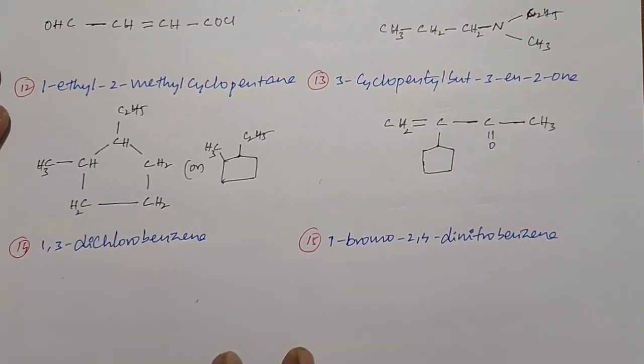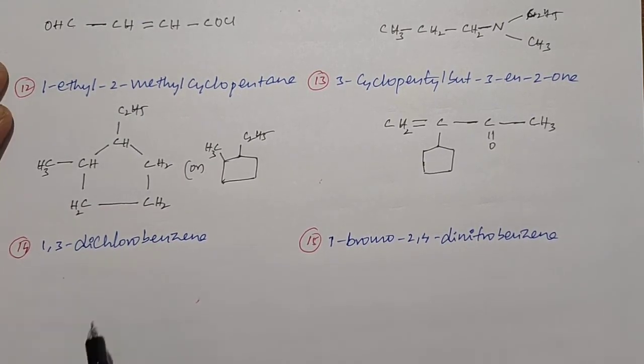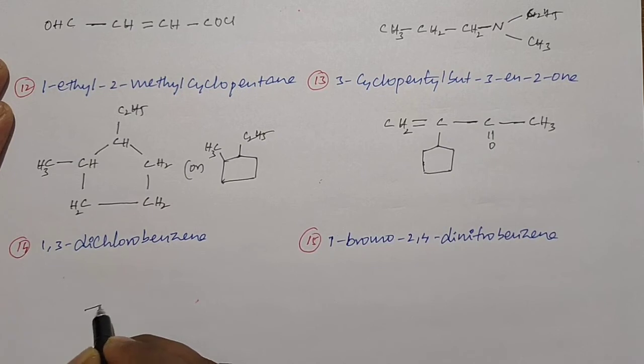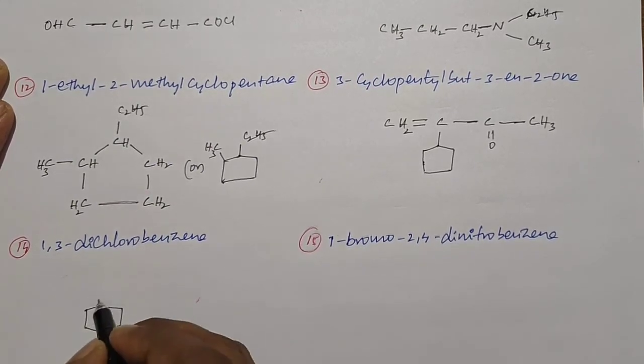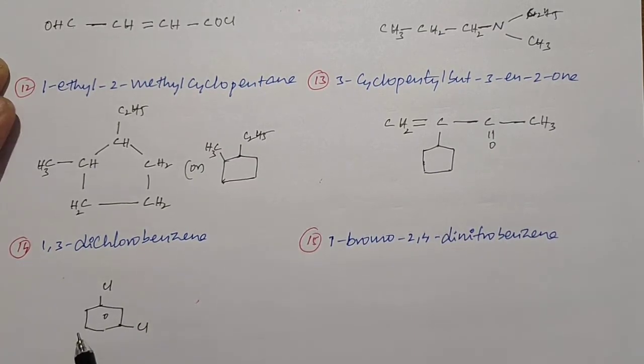Next is 1,3-dichlorobenzene. The basic one is benzene, so just take the benzene. In the benzene, at the first and third carbons we have 2 chlorines: first carbon, second, third. So at the first and third carbon positions we have 2 chlorines. This is the structure of 1,3-dichlorobenzene.